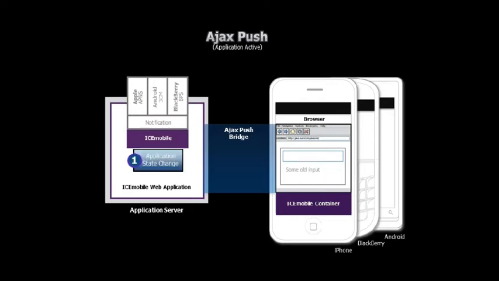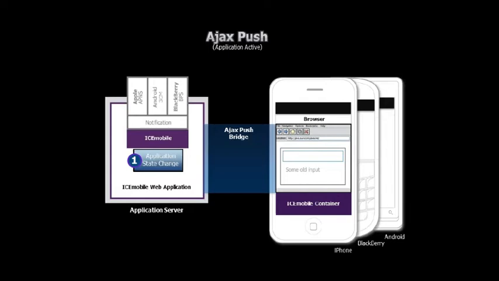So one of the keys to Ajax Push is that we're able to start off the process on the server rather than waiting for a client-initiated request as you normally are with web applications. So this can be run in any Java servlet container, and we have an ICEmobile web application running in the container, in the app server. The client on the right can be any supported device, BlackBerry, iOS, or Android, or just for web-based Ajax Push, any browser. And on the server, we have some application state change happening.